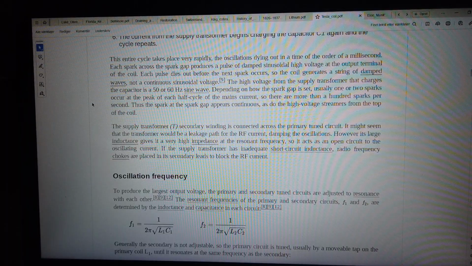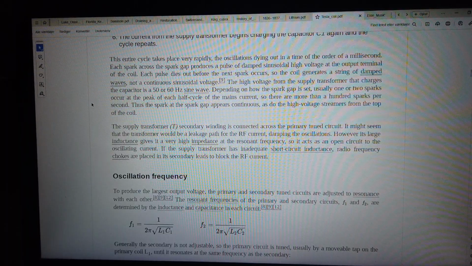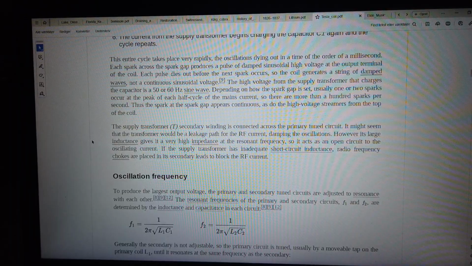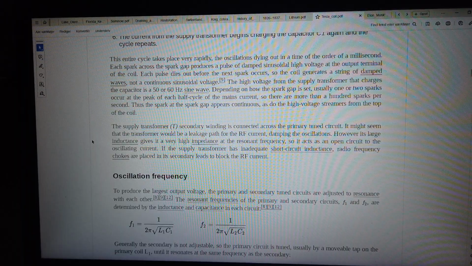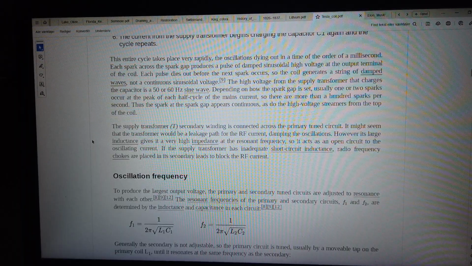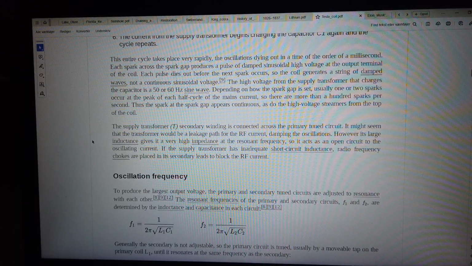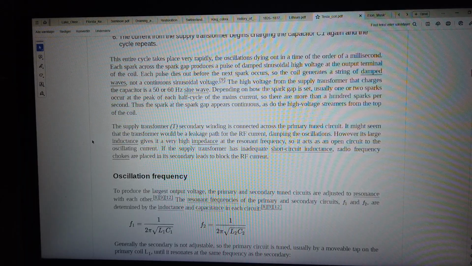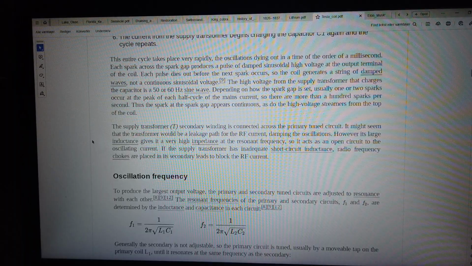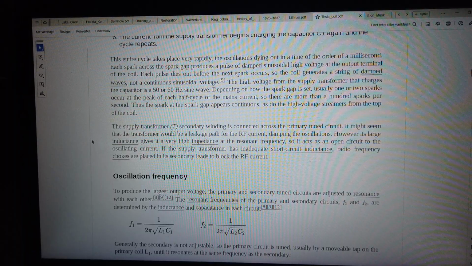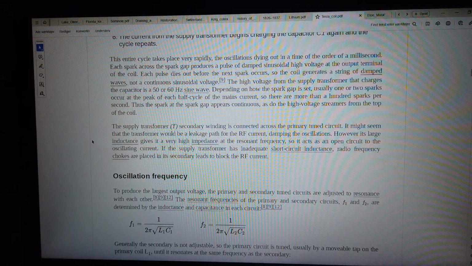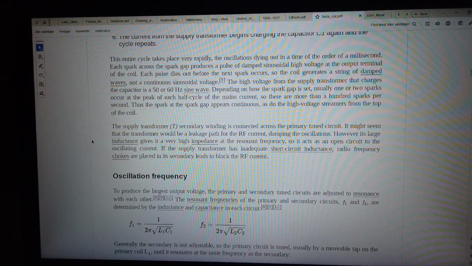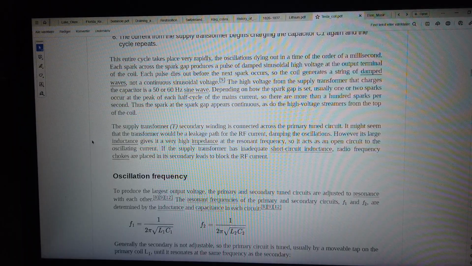The supply transformer T's secondary winding is connected across the primary tuned circuit. It might seem that the transformer would be a leakage path for the RF current, damping the oscillations. However, its large inductance gives it a very high impedance at the resonant frequency, so it acts as an open circuit to the oscillating current. If the supply transformer has inadequate leakage inductance, radio frequency chokes are placed in its secondary leads to block the RF current.